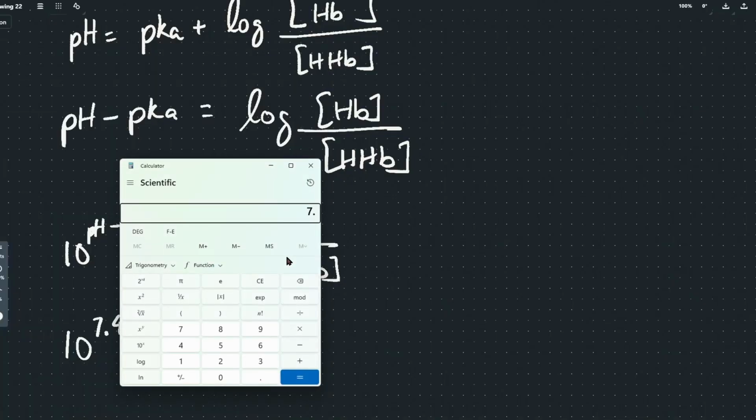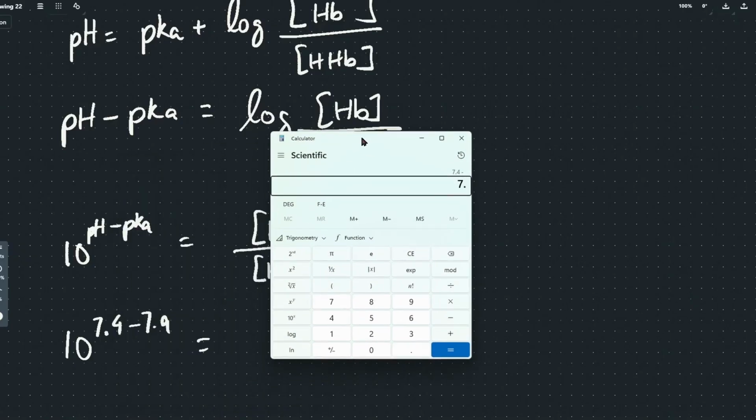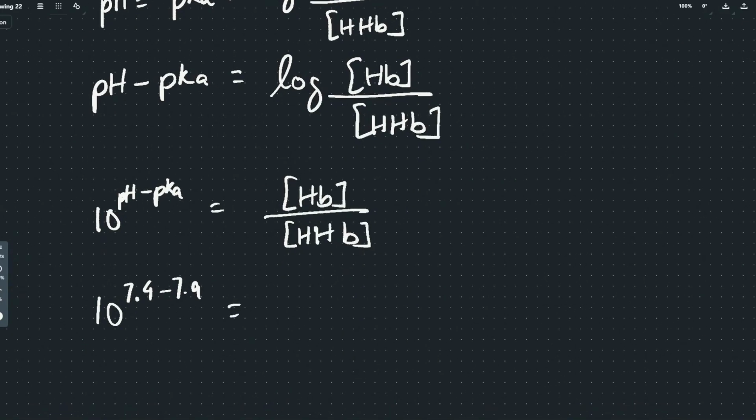So 7.4 minus, what is this, 7.9. So 0.5, 10 raised to power minus 0.5, and where is this? So 0.316. I'm going to round this off and I will just write 0.32. So actually the ratio is 0.32 divided by 1.